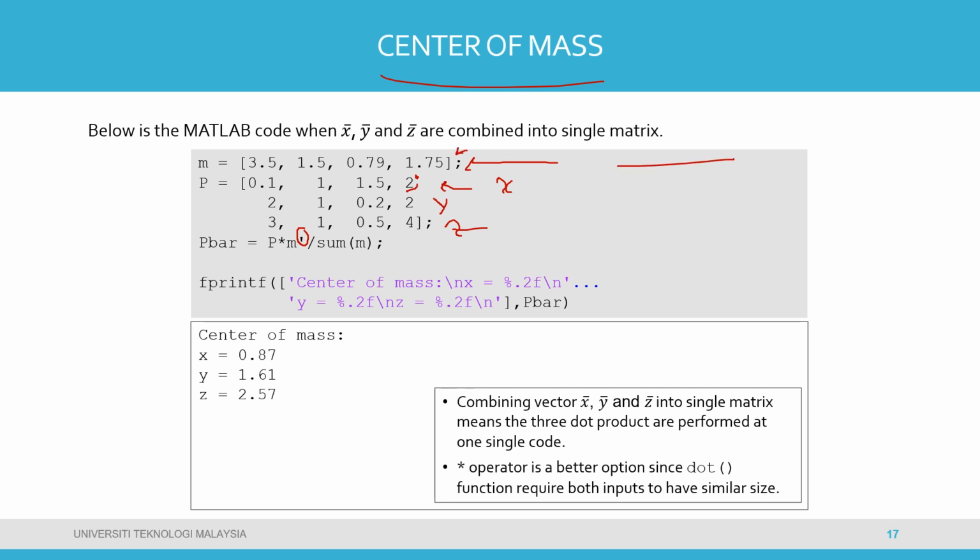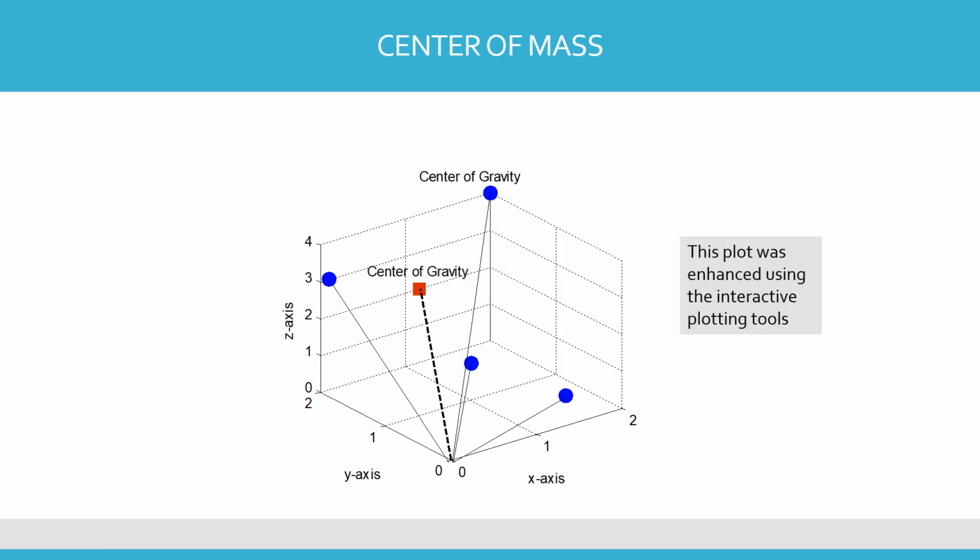So make sure that when it comes to dot product, the second matrix needs to be vertical. And then of course divide by sum m. So automatically you get the answer. For the result, you can use the plot function to see the center of gravity.